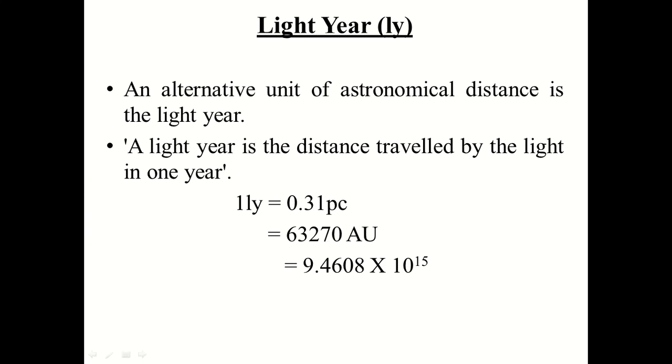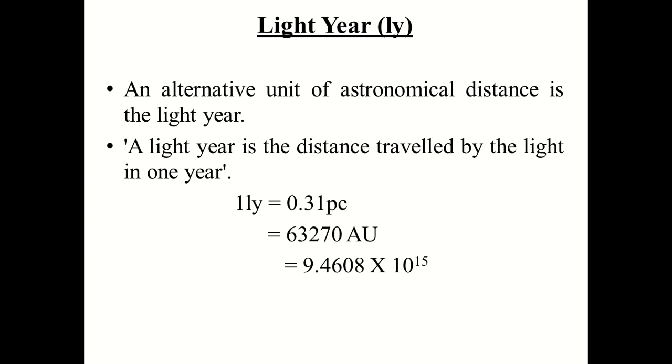Now the another unit of distance, which we call the light year, is defined as the distance light travels in 1 year. So the light year is an alternative unit of astronomical distances used in astronomy. A light year is the distance travelled by light in 1 year.